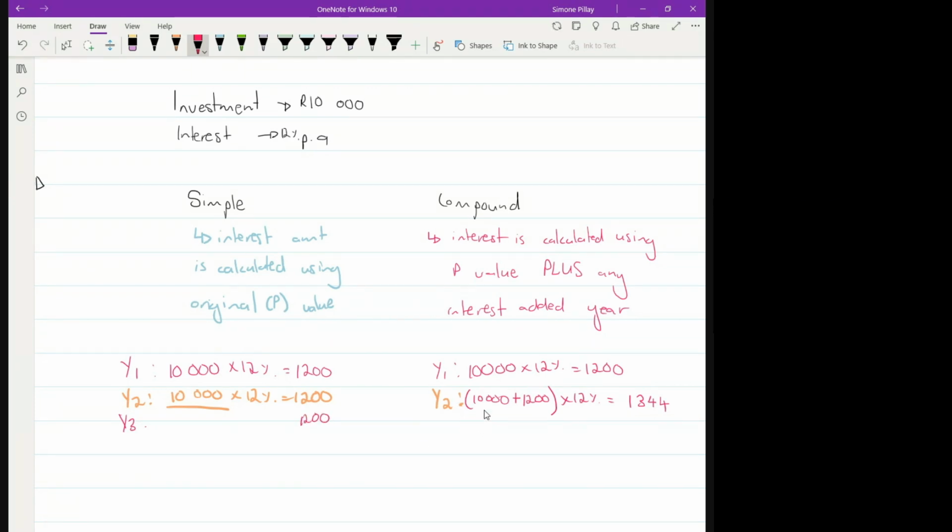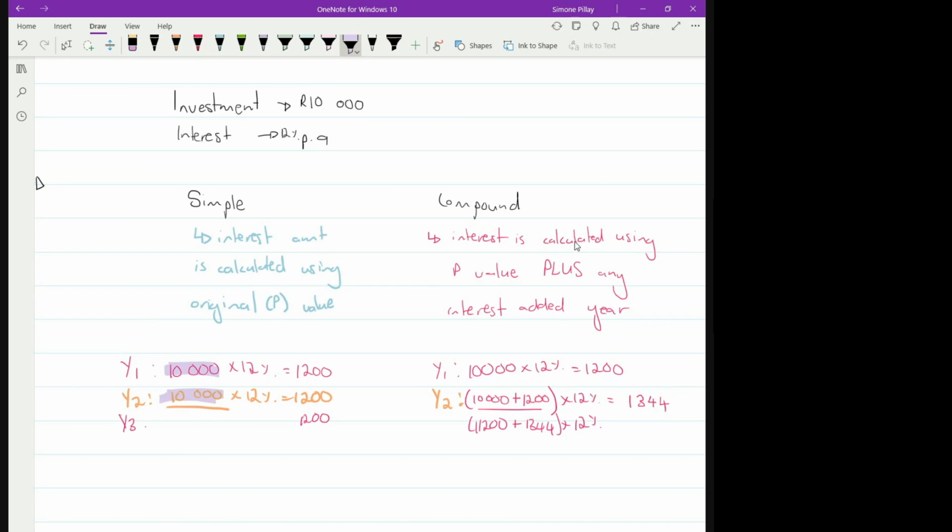But for my compound interest, it's going to be the 11,200 that I got from here last time, plus my 1,344. And then I'm going to multiply that by 12%. So simple interest, it's simple because it always uses the first amount. It always uses your principal amount to calculate your interest.